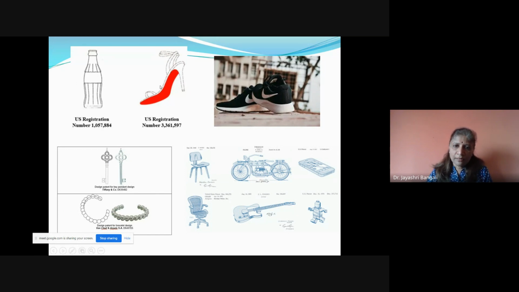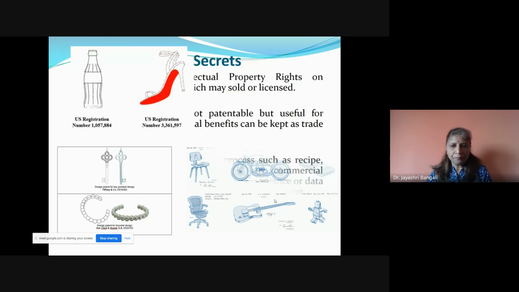The shape of this sandal is also protected under design. Then this Nike shoes design is protected. You can see the number of pictures shown in this slide. All these shapes and their designs are protected under the Design Act, so another person cannot use these designs.